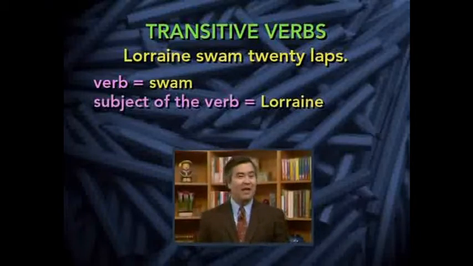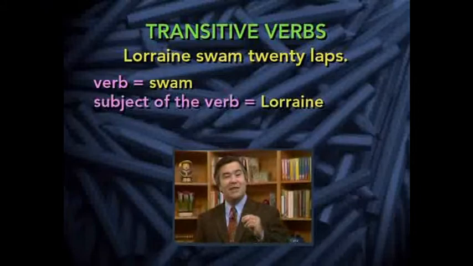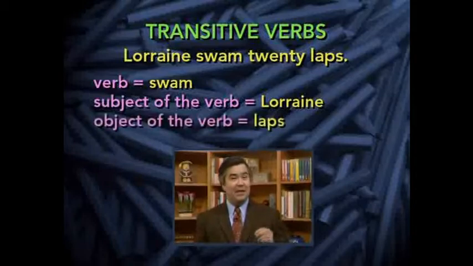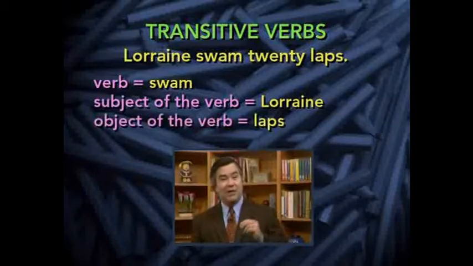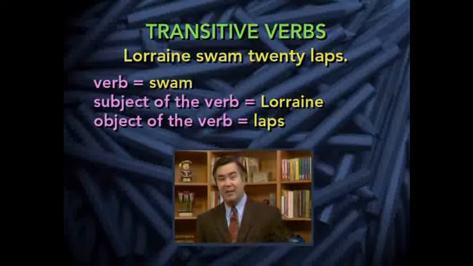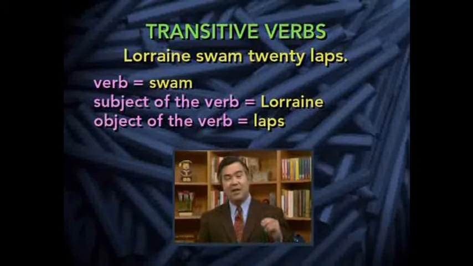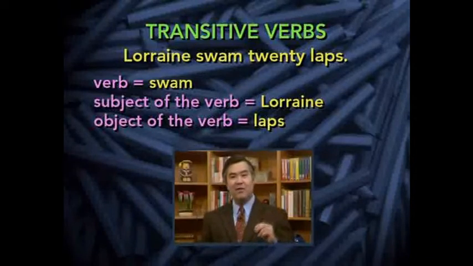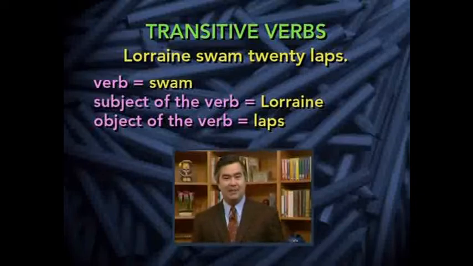Now, what did Lorraine swim? That is, what receives the action of the verb swam in this sentence? The answer is laps. Laps is a noun which receives the action of the verb swam. It tells us what Lorraine swam. So laps is the object of the verb swam, and therefore, in this sentence, swam is a transitive verb, because only a transitive verb expresses action that passes from the subject of the verb to an object.